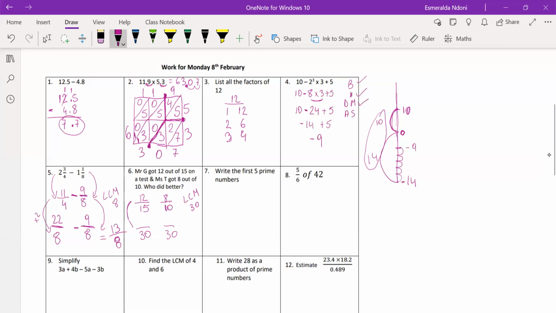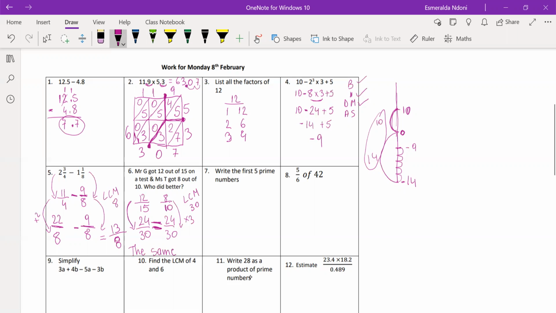How did 15 go to 30? How many 15s gave you 30? The answer is 2. So 2 times 12 is 24. Then you ask yourself for the other fraction here, by what did you multiply the 10 to get 30? The answer is 3. So 8 times 3, you do the same to the top as you do to the bottom. So as you can see, those are equal. So you answer the question, who did better? The answer is the same.